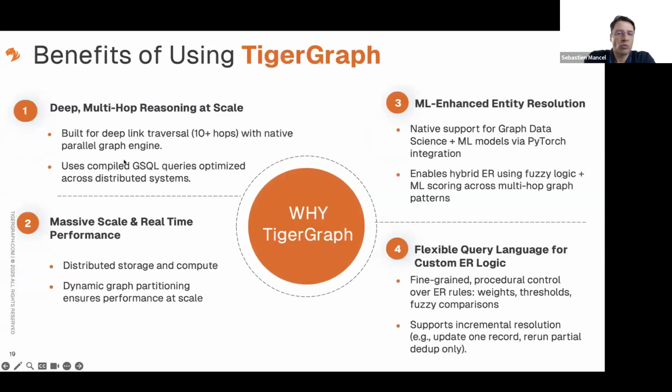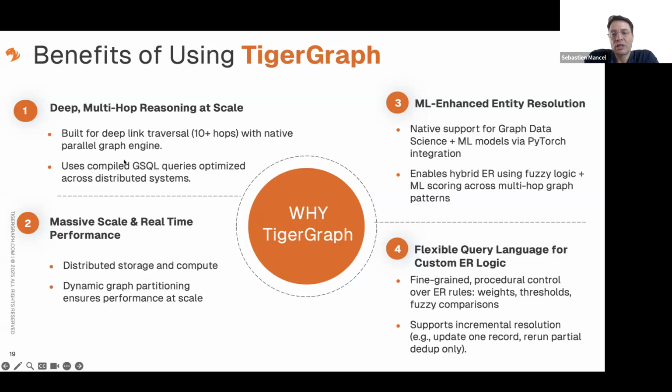So now let's talk about why customers choose TigerGraph for entity resolution. TigerGraph was built for deep, multi-hop reasoning at scale. Our native parallel graph engine allows you to traverse 10 plus hops efficiently, enabling detection of patterns that span many, many degrees of separation. We operate at a massive scale with real-time performance. Thanks to distributed storage and compute, and dynamic partitioning, you can query connected data at speed, even in very large graphs. And our platform supports AI-enhanced entity resolution out of the box.